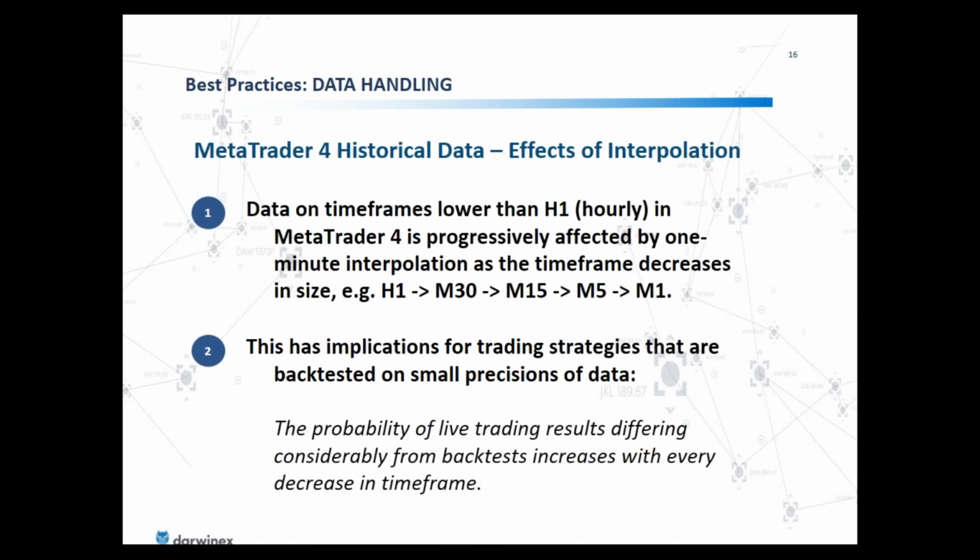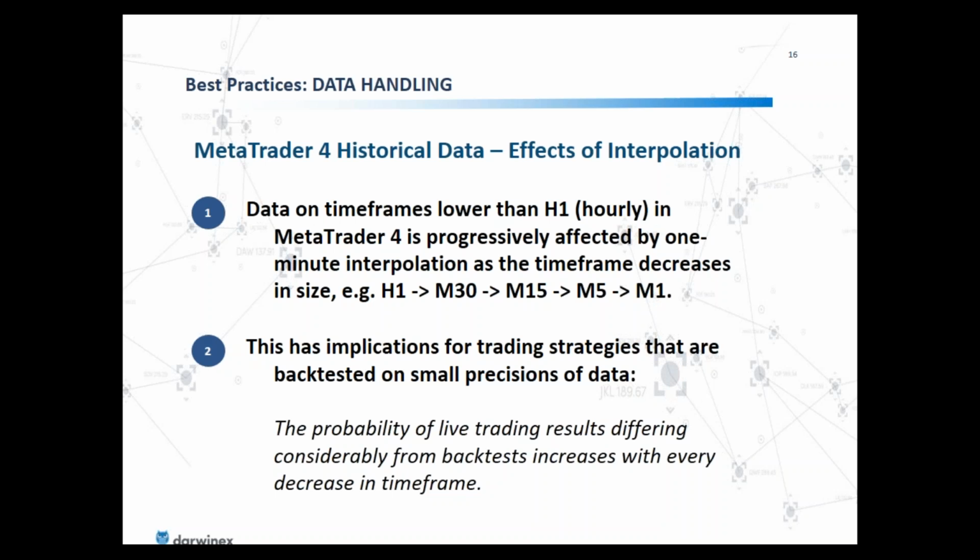In terms of MetaTrader 4 itself, let's discuss the effects of interpolation as regards historical data in MT4. Data on timeframes lower than hourly, the hourly H1 timeframe in MetaTrader 4, is progressively affected by something called 1-minute interpolation as the timeframe decreases. So as you go down from hourly to M30 to M15 to M5 to eventually M1, which is the lowest precision available in MT4, you're going to see the effects of interpolation increase as you lower the timeframe. And this has implications for trading strategies that are backtested on small precisions of data or too sensitive timeframes.